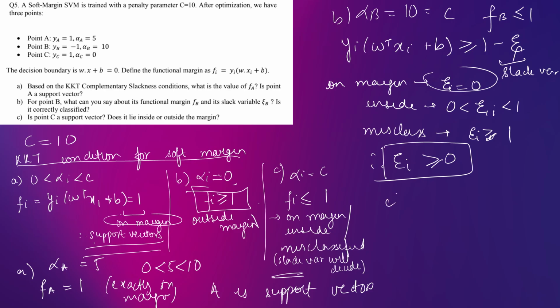Now, C part is saying, is point C a support vector? Does it lie inside or outside? Now, alpha C is basically 0. So this is the second case, that is FC is greater than or equal to 1. This is outside margin. Therefore, not a support vector.